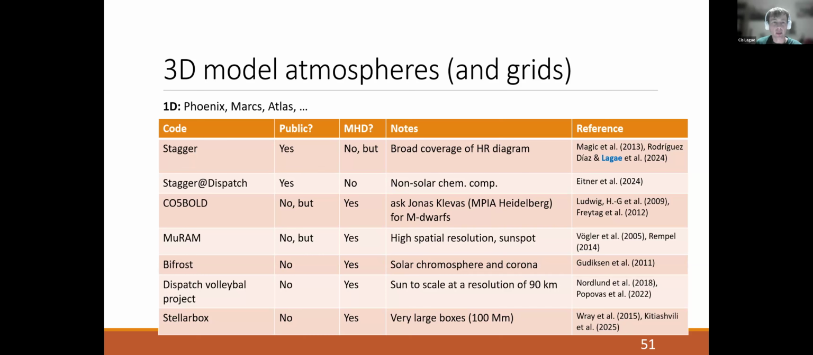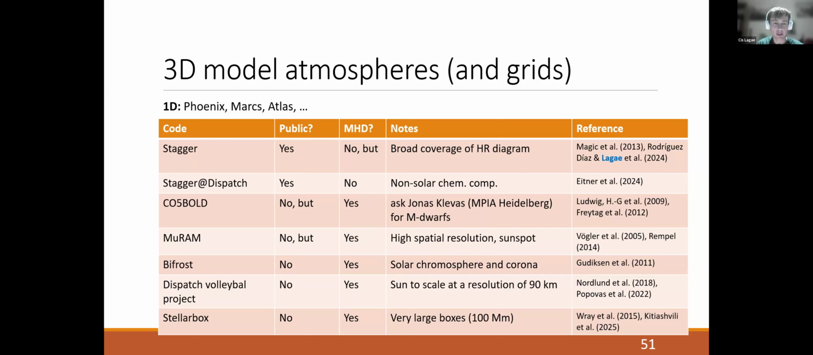I just want to say that I'm involved in Stagger. And we have published the first grid of 3D models publicly last year. So they're free to use. So you can always ask me if you want 3D models to play around with. There's CO5BOLD, which has M dwarfs. They are not public, but he's happy to share them, I think. So just ask him. He's in Heidelberg. And then Muram people have very nice MHD models of high spatial resolution, and also I think some star spot models as well.